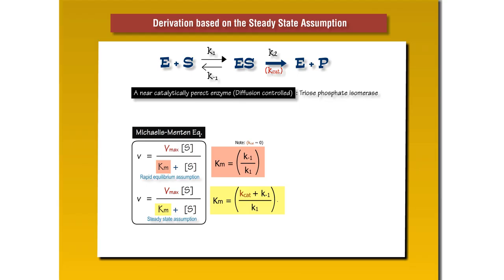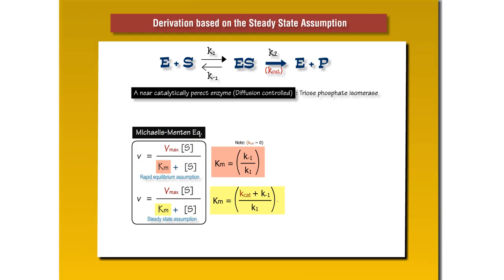In the biotechnology industry, one of the goals of enzymologists is to improve the catalytic efficiency of an enzyme through genetic engineering for practical applications. Thus, when dealing with a highly catalytically efficient enzyme, the steady-state assumption is more appropriate, and Km is equal to the sum of Kcat and K-1 divided by K1.